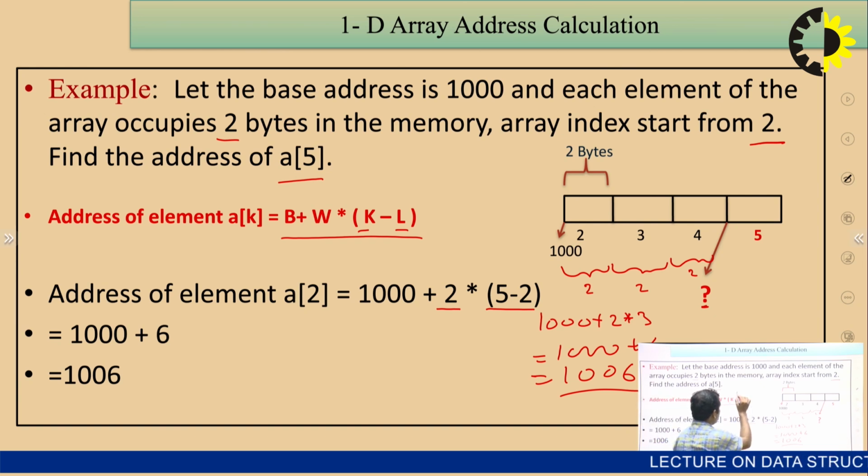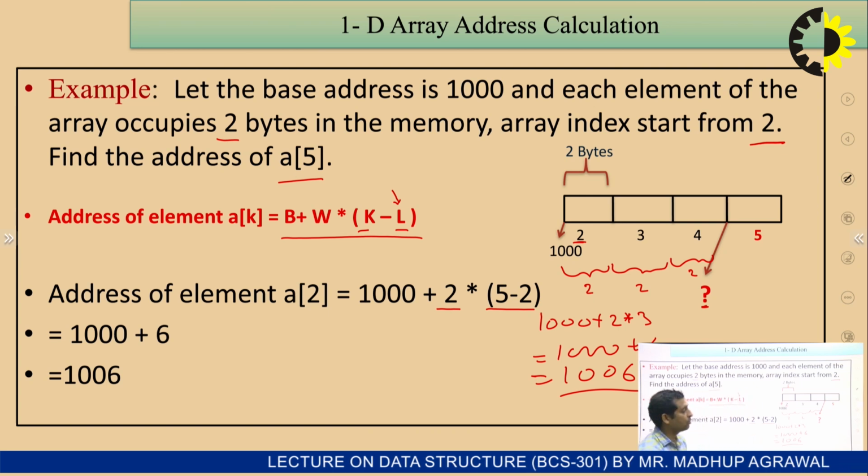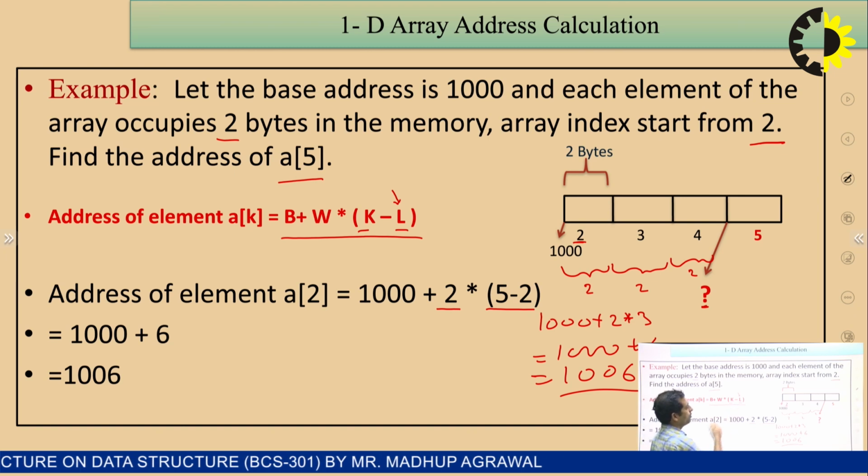Here one care is taken that we must subtract the lower limit, that is 2. Generally this is 0, but if the array is given starting from another index, first subtract that from this one. Manually you can check it out, that is 1006.